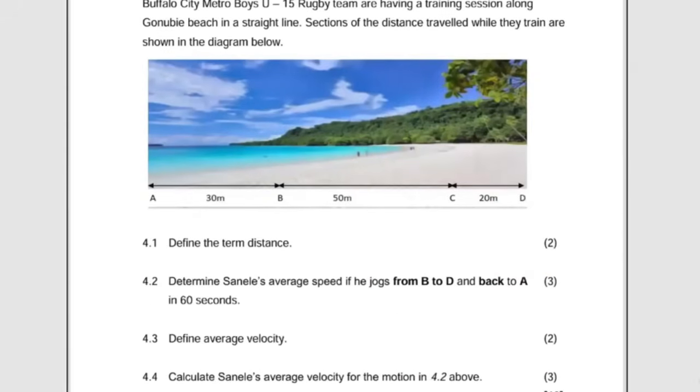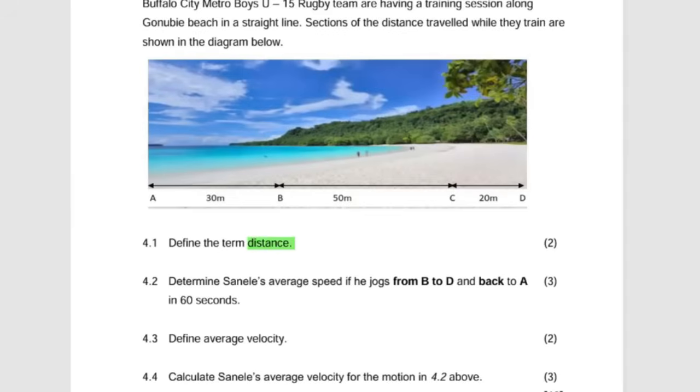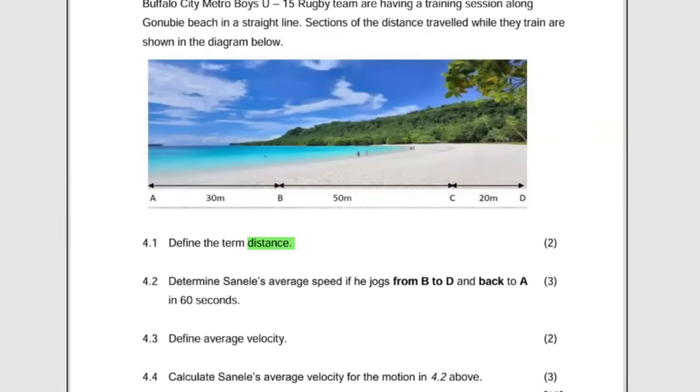So question 4, still physics. It reads, Buffalo City Metro boys under 15 rugby team are having a training session along a beach in a straight line. Sections of the distance traveled while they train are shown in the diagram below. Then we are asked to define the term distance, right? So distance, by definition, is the total path length traveled, like that, right? So this is how we define our distance, right?